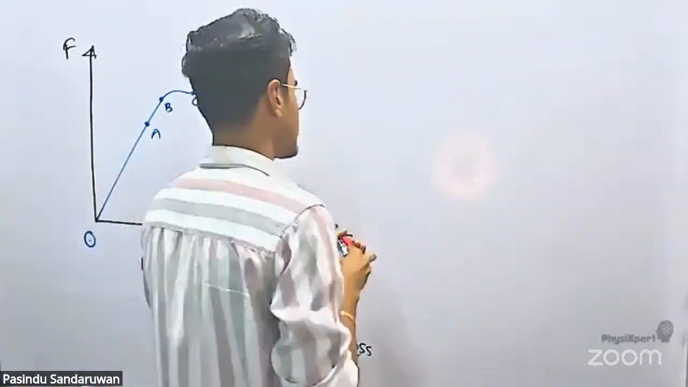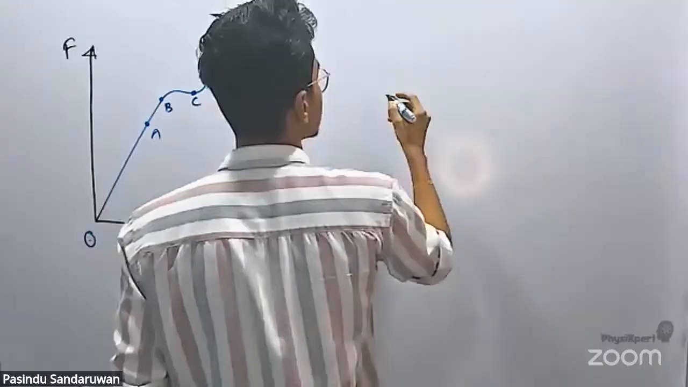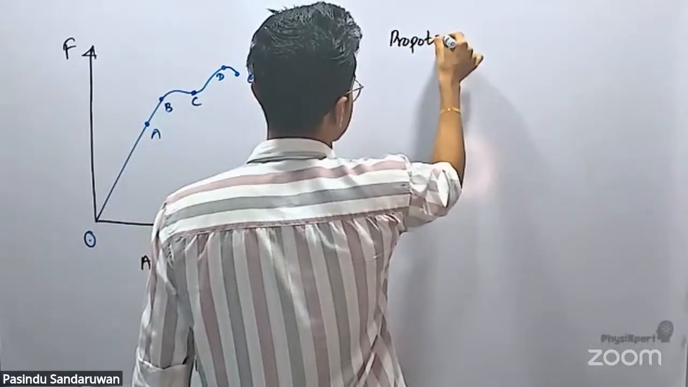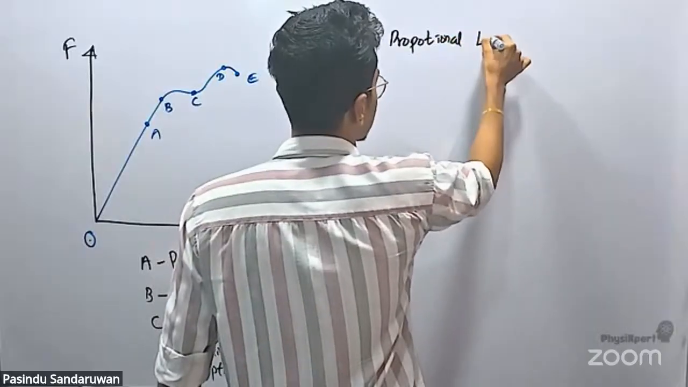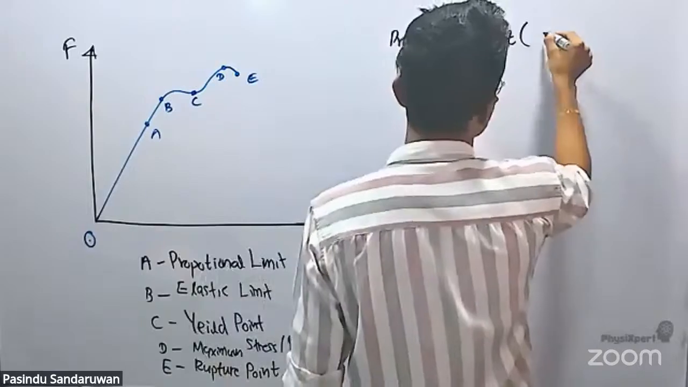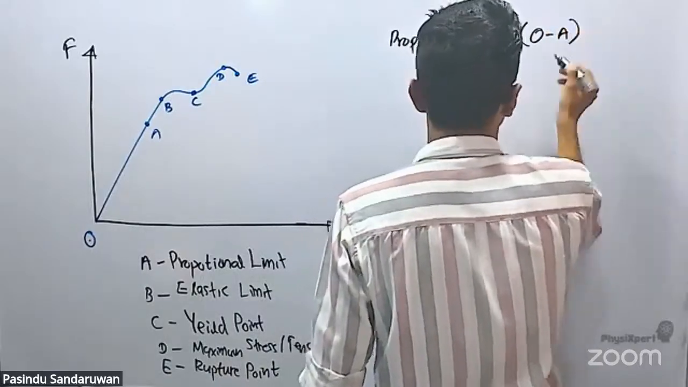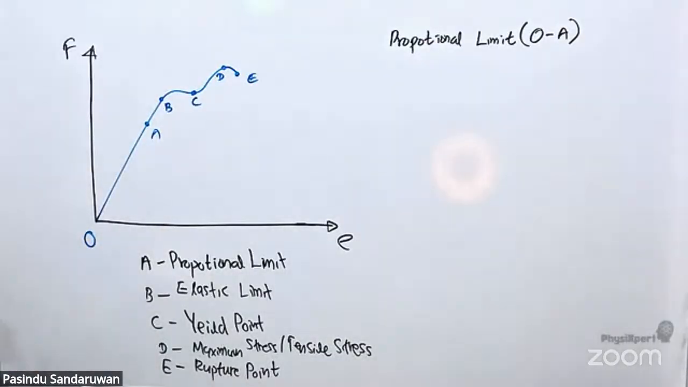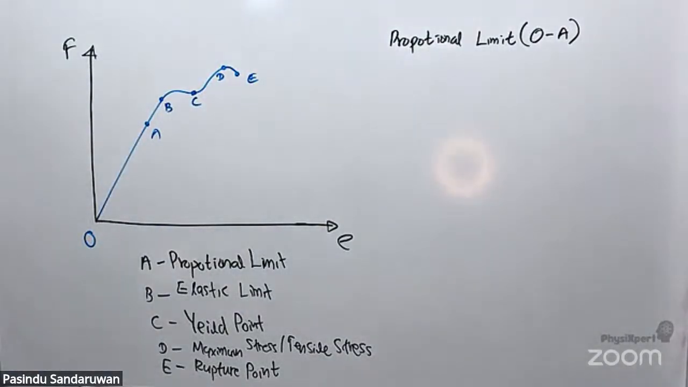So write down as the first heading, proportional limit. Within brackets, write down OA. Proportional limit OA.